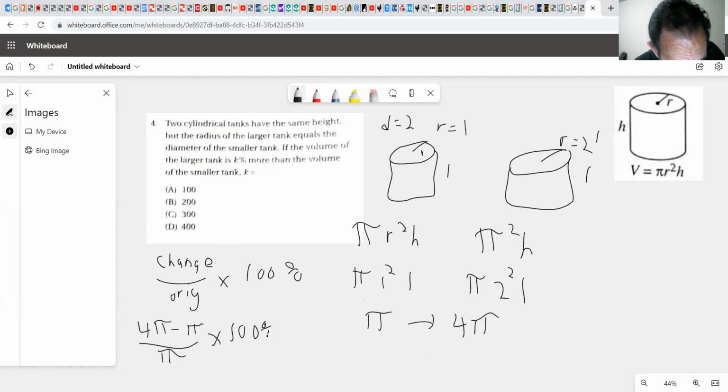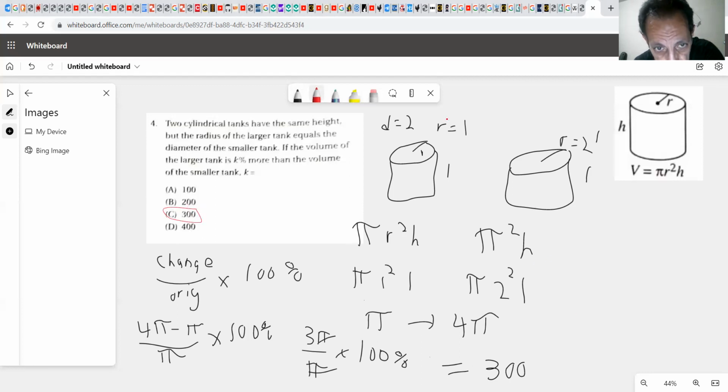You wind up getting 3 pi over pi times 100%. The pi's cancel out, and you wind up with 3 times 100, so the percent is actually 300. So the answer to this is C, 300. So get that one, and that's it. All right, so we've done another problem.